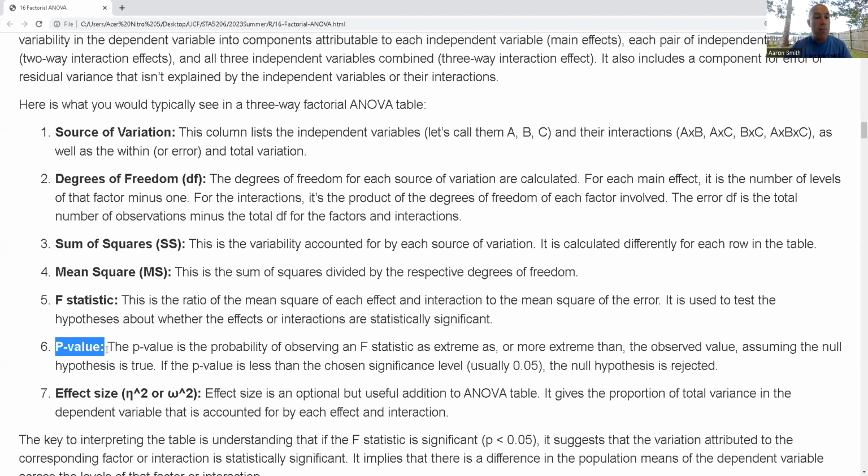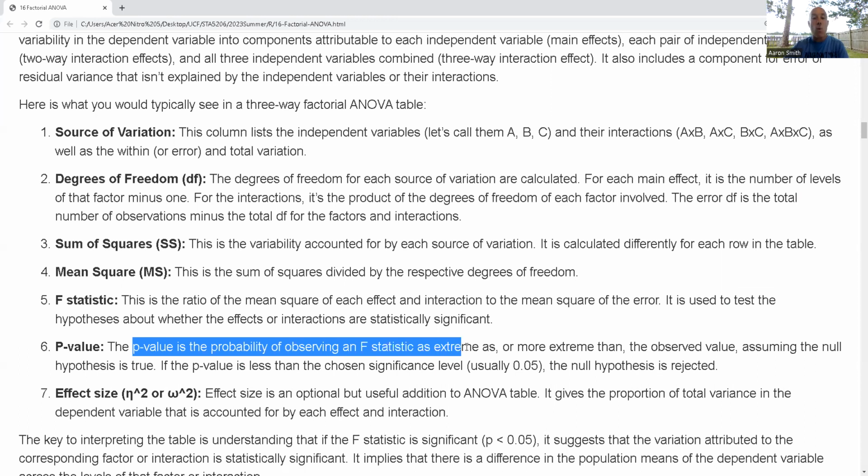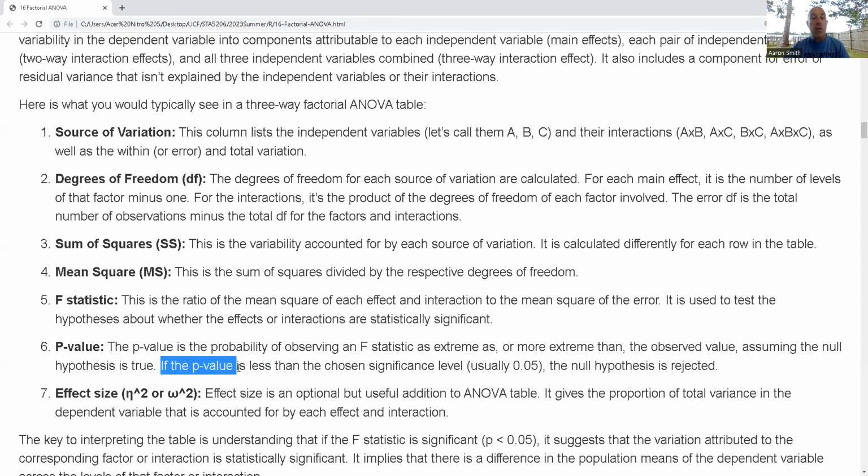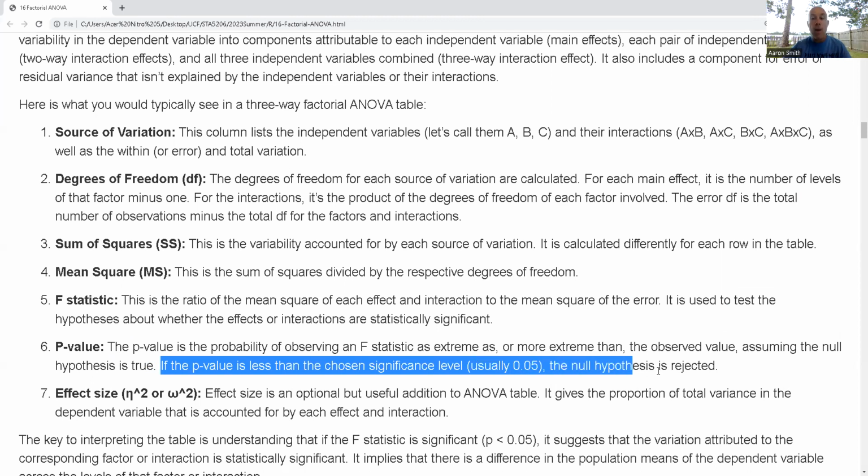Next, the p-value. The p-value is the probability of observing an F statistic as extreme or more extreme than the observed value, assuming the null hypothesis is correct. If the p-value is less than the significance level, usually 0.05, the null hypothesis is rejected in favor of the alternative. And so we're going to have a whole bunch of hypotheses.